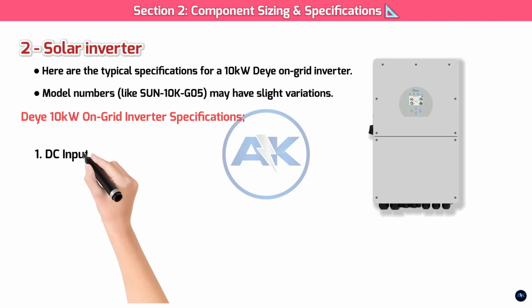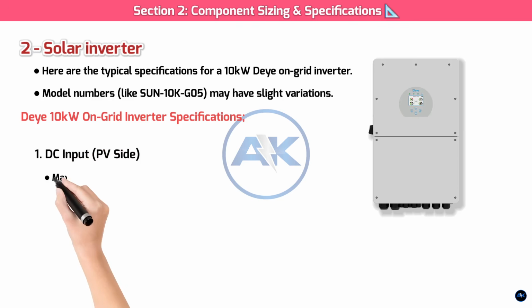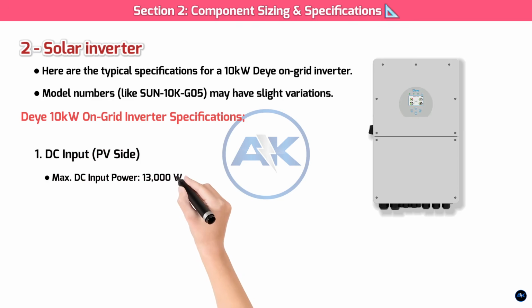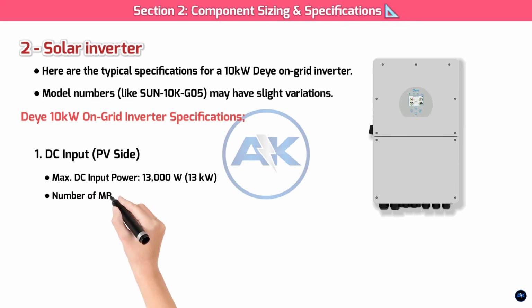1. DC input, PV side. Max DC input power 13,000 watts, 13 kilowatts. This allows you to oversize your solar panel array up to 13 kilowatts of panels to ensure maximum output during non-peak sunlight hours. Number of MPPTs: 2. This means the inverter has 2 independent trackers to optimize power from 2 separate solar panel strings or arrays, which is useful for roofs with different orientations or shading issues.